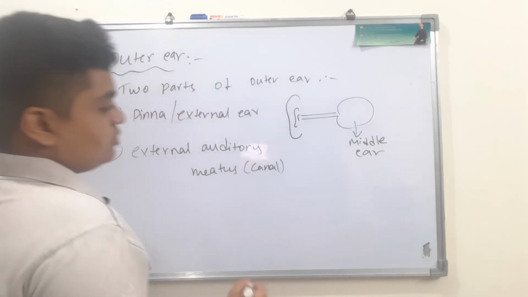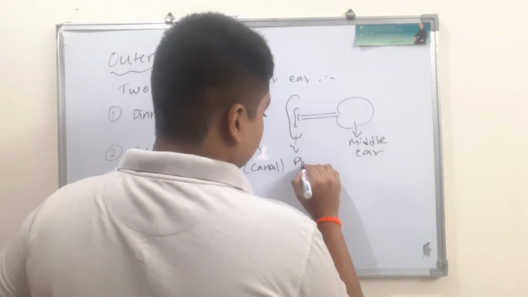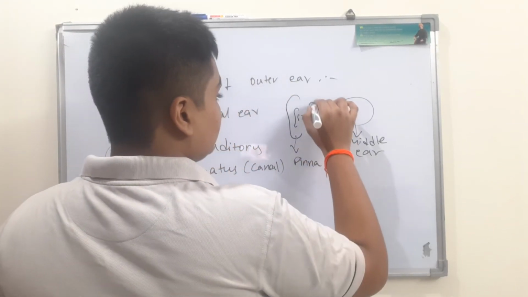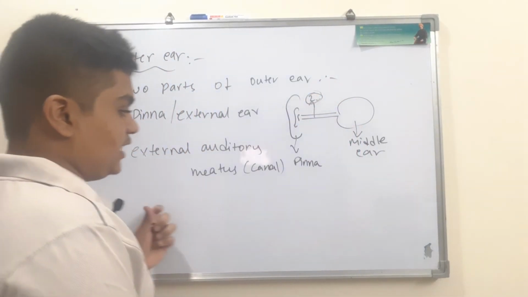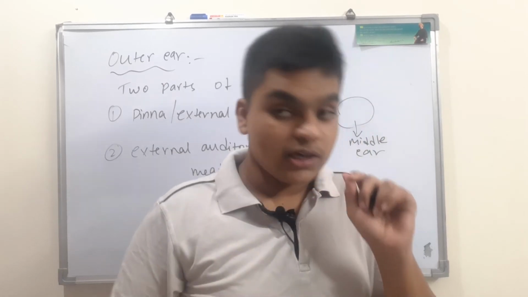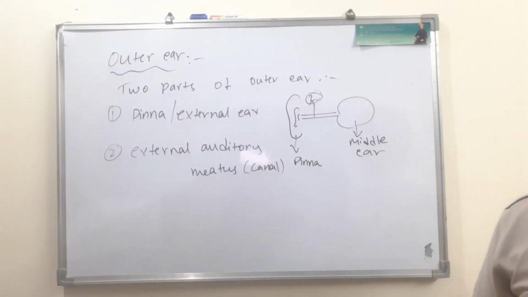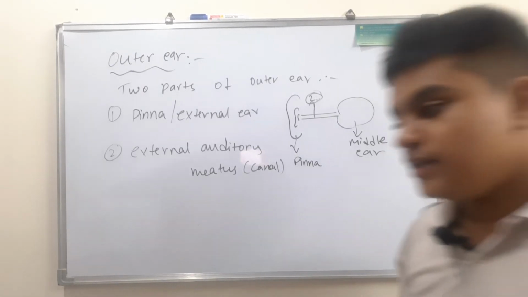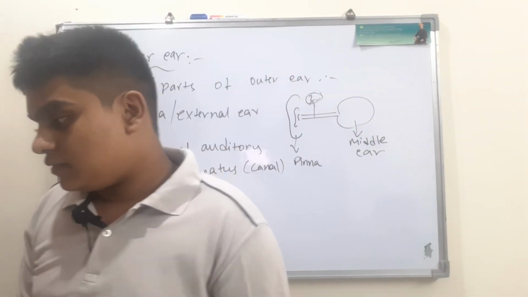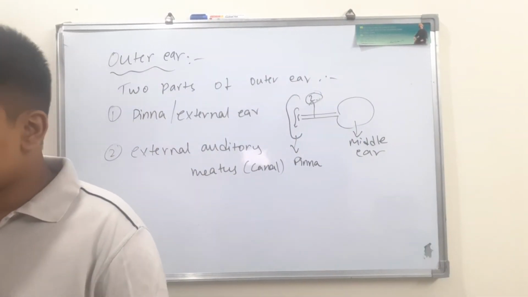Now this is your pinna. That is your second one, external auditory meatus or canal. Okay, remember it is important. Now let us discuss the function of these two.